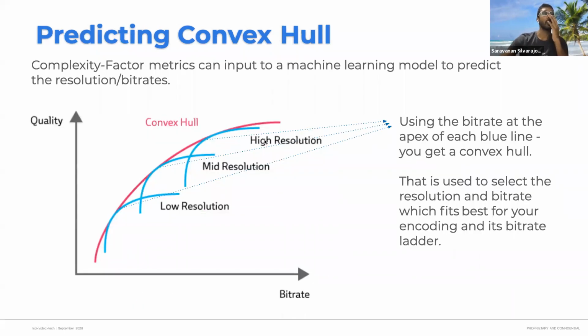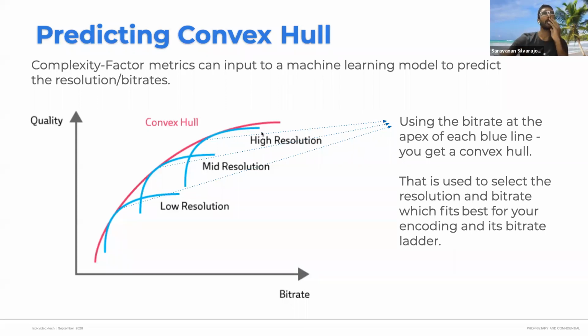In the next slide, we are going to the next part. Once the algorithm, or the code, has understood how complex the content is, once we have computed the complexity factor, we go ahead and predict the bit rates and resolution. And this is done using the convex hull.